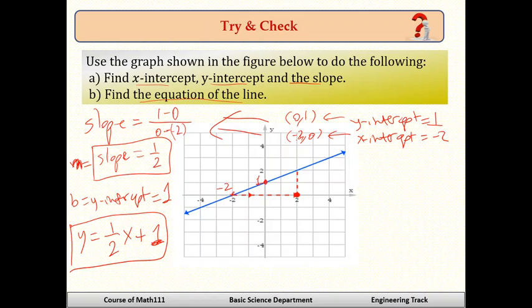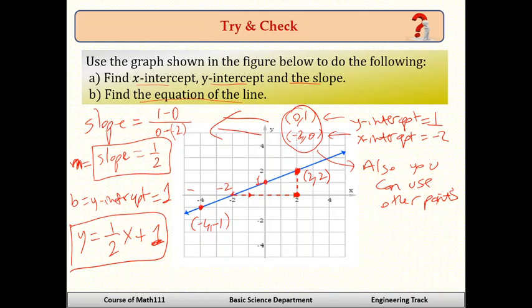So we are done with the equation of the line, but I want to remind you something here. You can use these points. Also you can use other points. For example, I want to use these 2 points here, like this one, -4, -1, and this is 2, 2 here. I will use them to get the slope. They are on the line, so we can use them to find the slope.